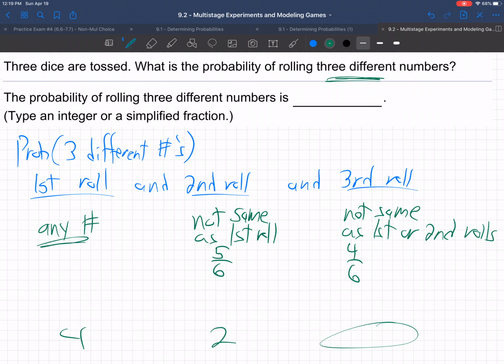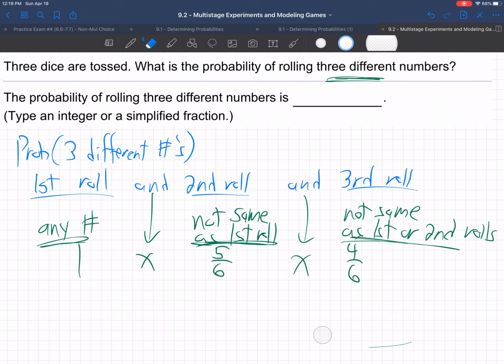So we have these 3 different things. On the first roll, you can get any number, so the probability of that is just 1, right? It's 100% chance you're going to get some number. It doesn't matter what the first number is. Times, and I'll multiply, times the probability that you don't get the same number on the second roll, 5 out of 6, and times the probability that you don't get the same number in the third roll, 4 out of 6. Multiply those together. You multiply 1 times 5, 6 times 4, 6. That's for getting 3 different numbers.